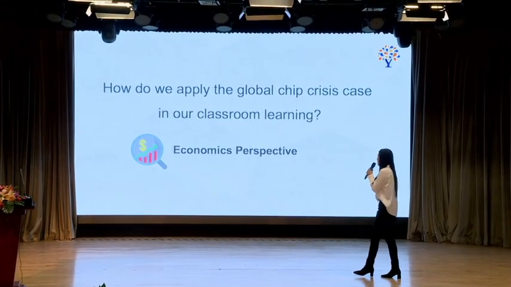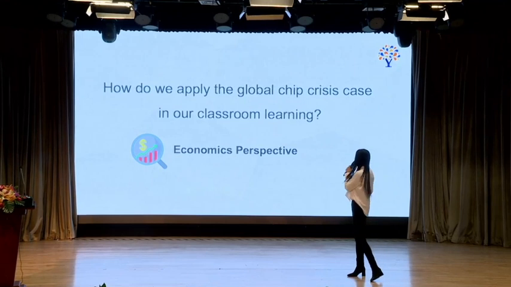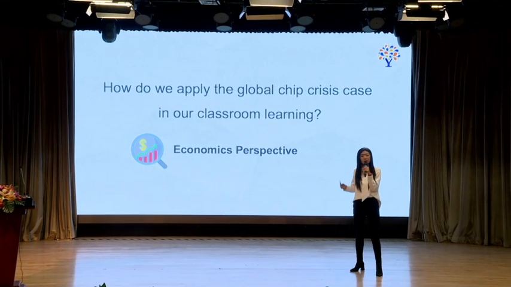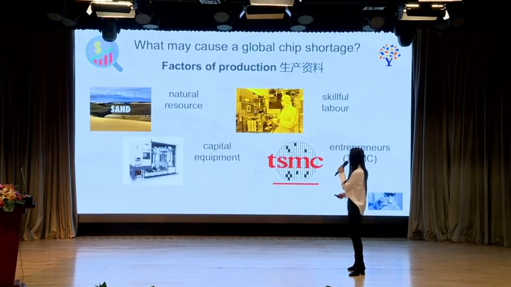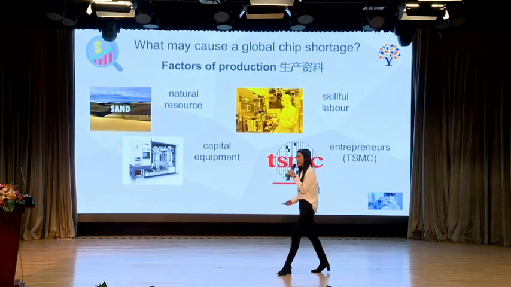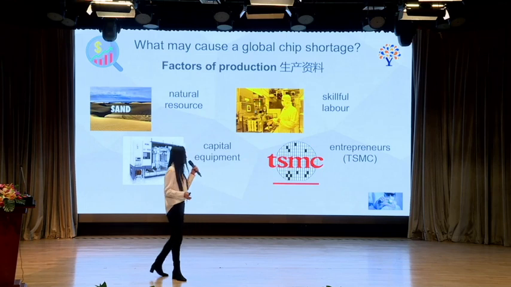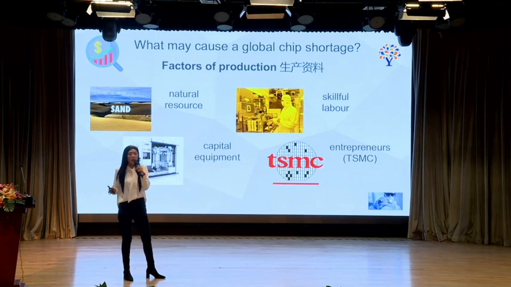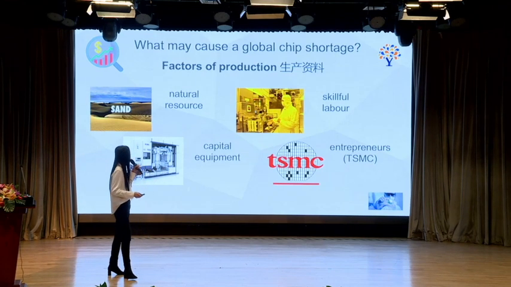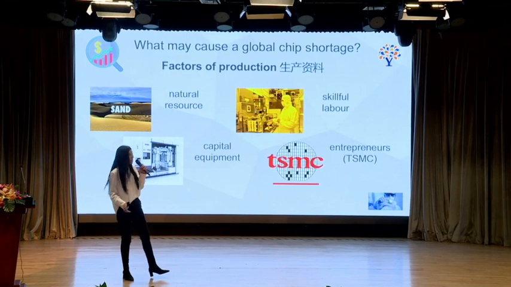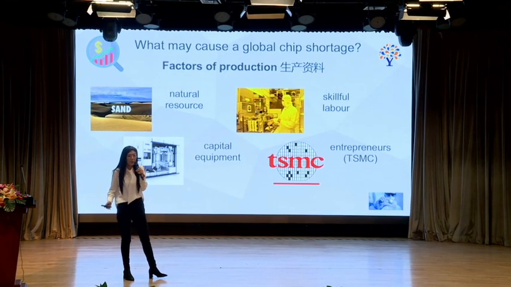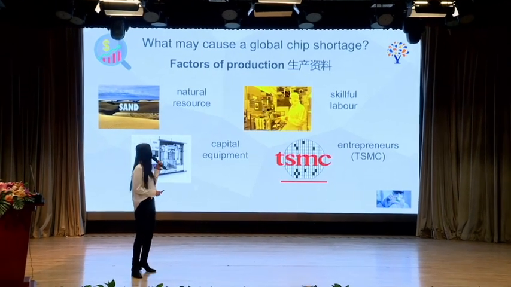I'm going to talk about how we apply the global chip cases in the classroom learning from economics perspectives. If you learned from either your politics class or some basic economics classes, you should know that everything we produce, we should use the factors of production. There are four of them: natural resources, labor, capital, and entrepreneur. So let's analyze them one by one in the microchip process.